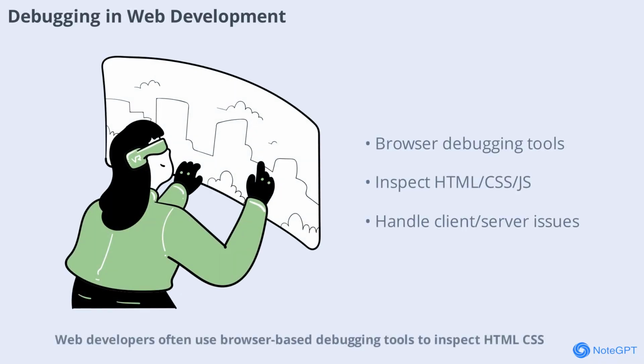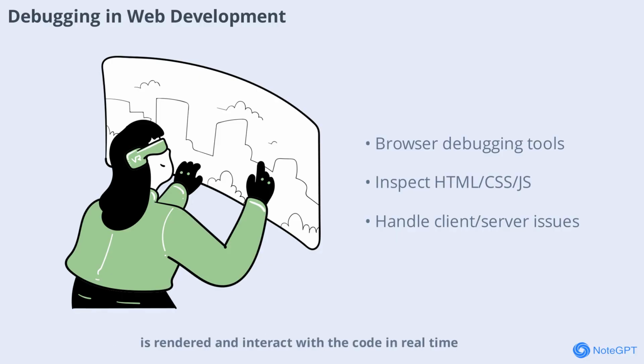Web developers often use browser-based debugging tools to inspect HTML, CSS, and JavaScript. These tools allow you to see how your website is rendered and interact with the code in real time. Debugging web applications requires a good understanding of both client-side and server-side issues.